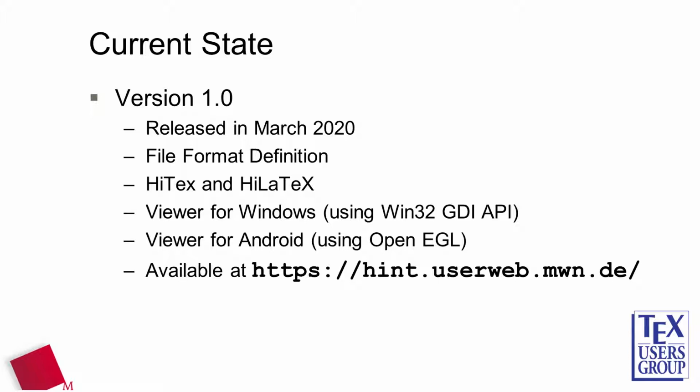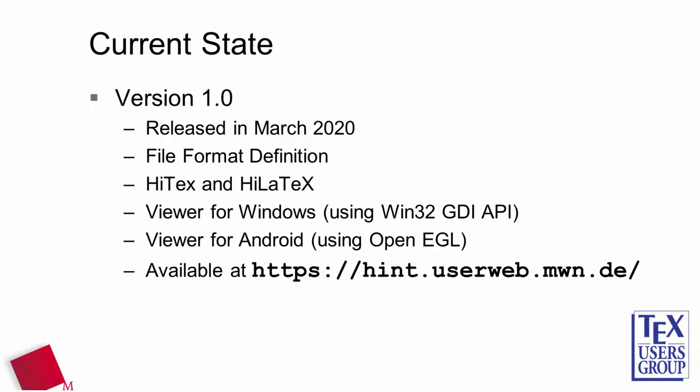Let's look at the current state. Version 1.0 was released in March 2020. It contains the definition of the file format, an implementation of HiTeX and HiLaTeX to produce hint files from TeX sources, and 2 viewers, one for Windows and one for Android.